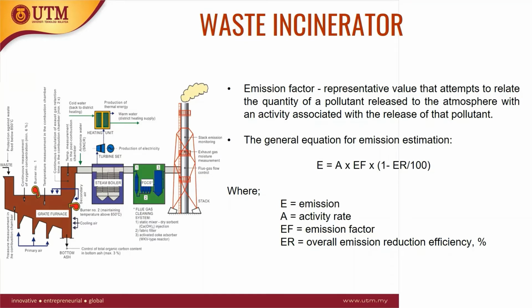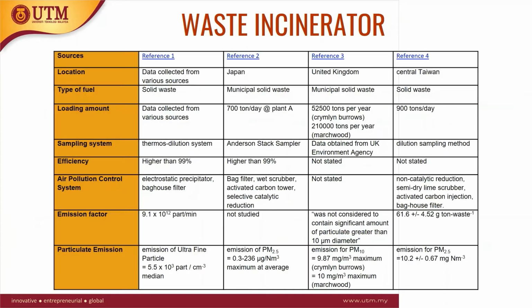So the emission factor is a representative value that attempts to relate the quantity of a pollutant released to the atmosphere with an activity associated with the release of that pollutant. The general equation for emission estimation is E equals A times EF times (1 minus ER over 100). So E stands for emission, A stands for activity rate, EF stands for emission factor, and ER stands for overall emission reduction efficiency.